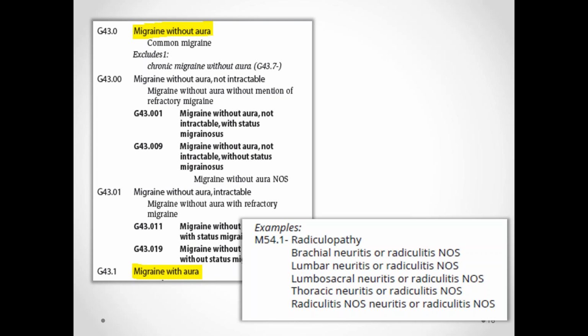That doesn't really matter to me, but it mattered to that guy, and he wanted to know if there were separate codes for that. And the answer is no. If you look up M54.1 under radiculopathy, there's a bunch of inclusion terms, and these other 5 things you see underneath radiculopathy, those are all included.